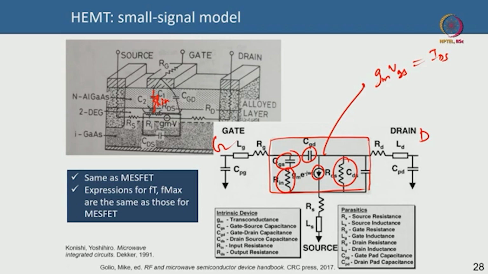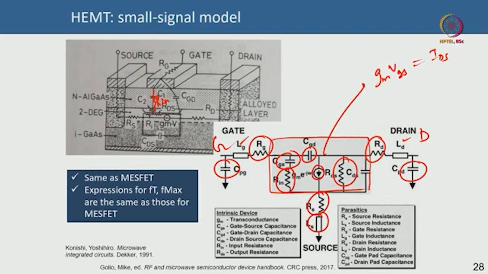Okay. Outside are all extrinsic, so this is your drain excess resistance plus drain contact, gate excess, this is the gate resistance, the gate metal resistance. This is your source excess resistance plus the source contact. This is your pad capacitance on the drain, this is your pad capacitance on the gate. Source inductance LS is very important, gate inductance and drain inductance. Okay. So this is your small signal model for your AlGaAs/GaAs HEMT, and you can see that this is almost the same actually as that of a small signal model of MESFET.